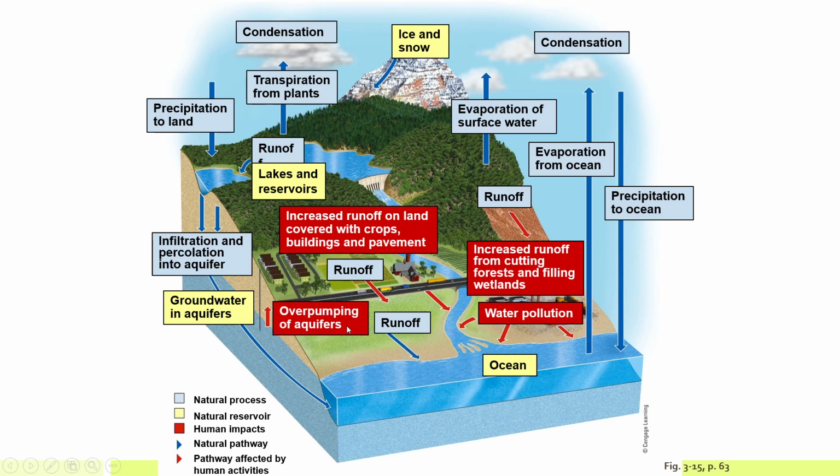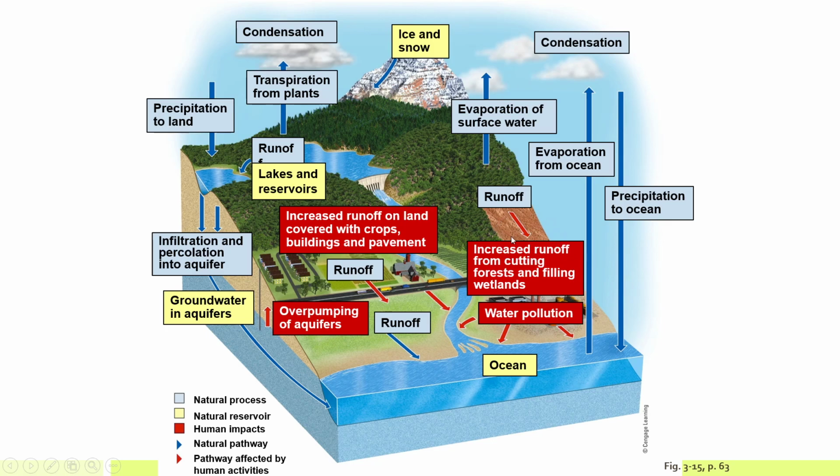So, over pumping of aquifers. We're taking water out of groundwater in aquifers. We're over pumping. We're using more than can be naturally replaced. There's a huge amount of runoff on land that's covered with crops, buildings, and pavement. We'll talk about that when we talk about soils because that's a big part of it. Runoff that allows that water to go away, and it also usually causes erosion.